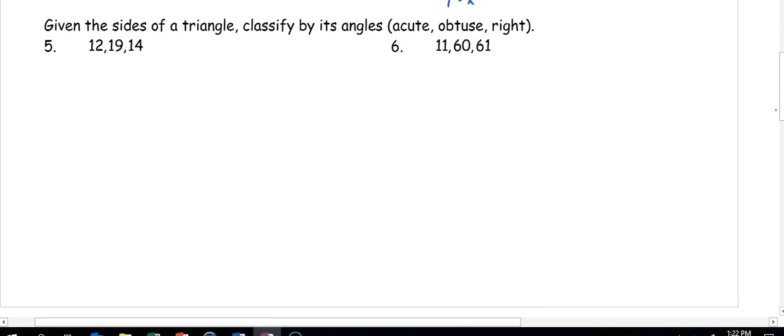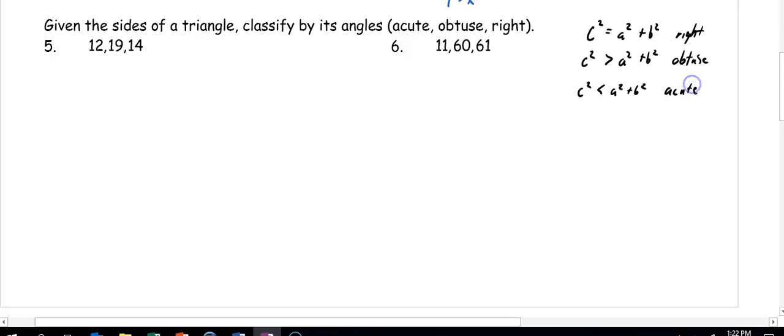Given the sides of the triangle, classify it by its angles: obtuse, acute, or right. So remember when we're doing this that we are going to use our relationship with c squared and a and b. If c squared is equal to a squared plus b squared, it's going to be a right triangle. If c squared is greater than a squared plus b squared, it's going to be an obtuse triangle. And if c squared is less than a squared plus b squared, it's going to be an acute triangle. Remember when we're doing these problems that the c value is going to be the largest side.